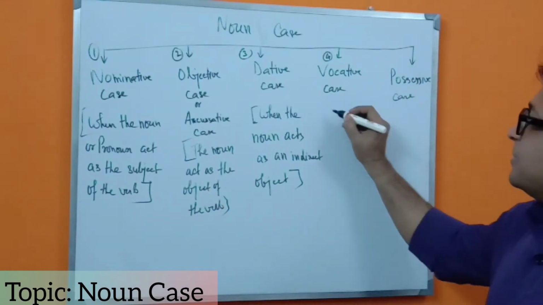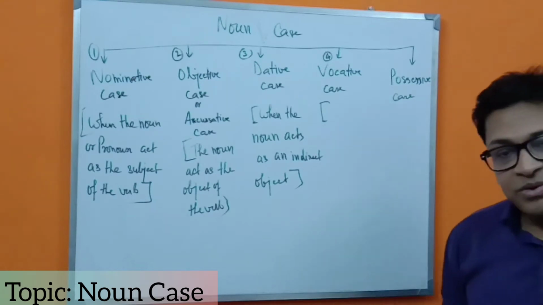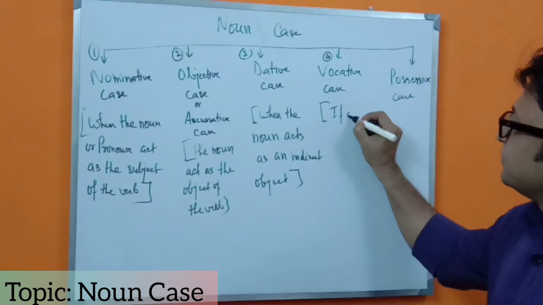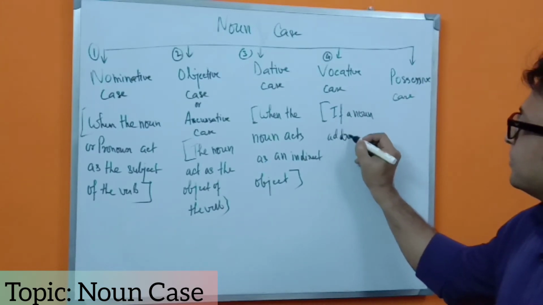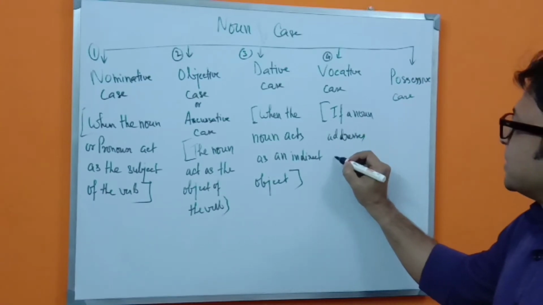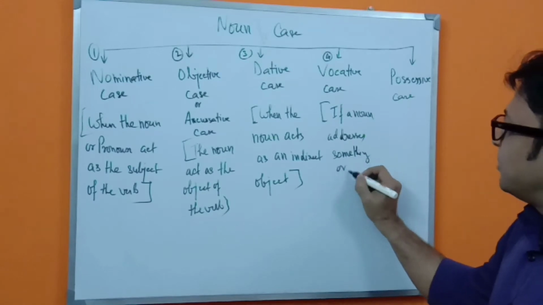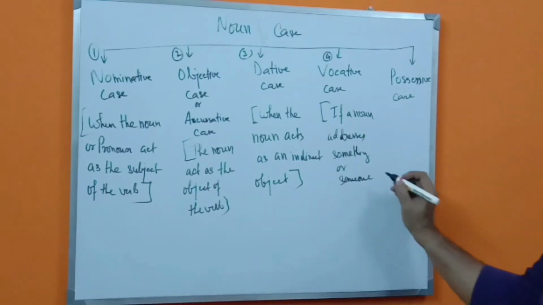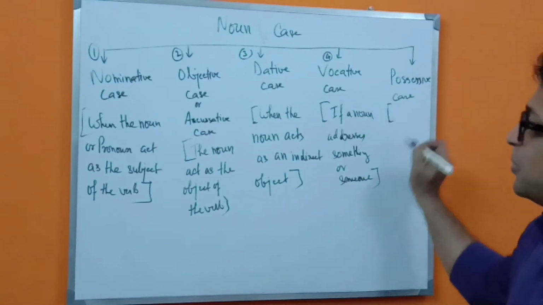Now, vocative case. What is vocative case? It is addressing some person or thing. So, if a noun addresses something or someone, this is called our vocative case. And last is possessive case.